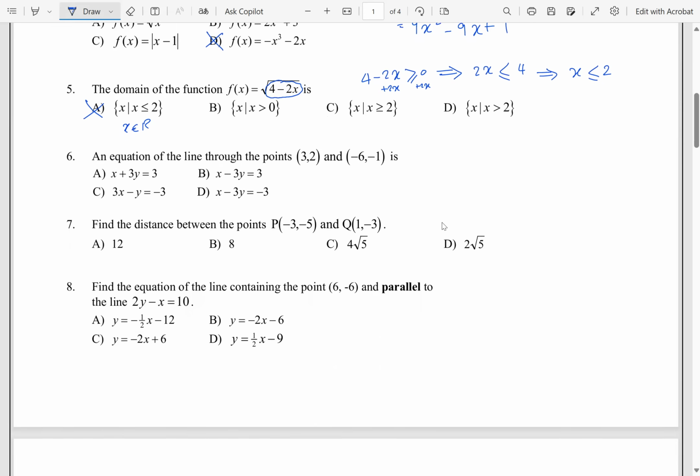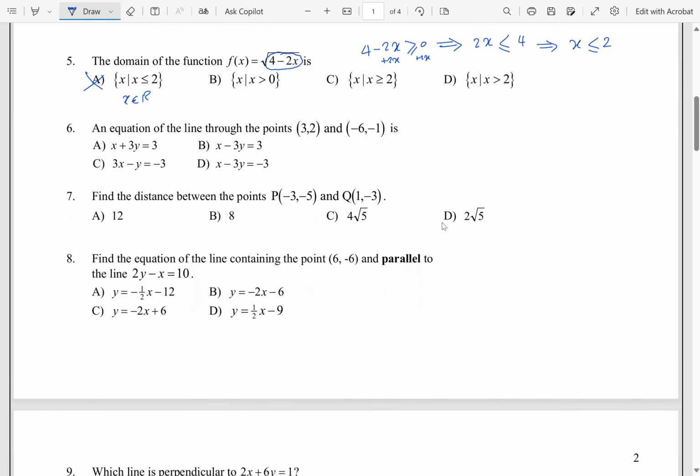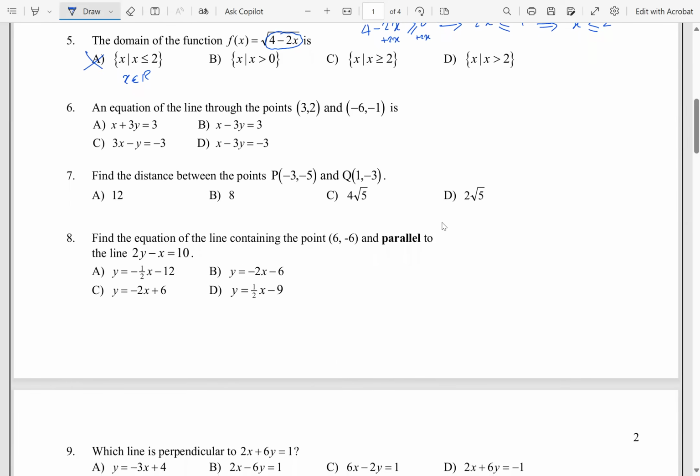Question 6. An equation of the line through the points 3, 2 and negative 6, negative 1 is: first of all, you try to find the gradient of this line by subtracting y. 2 minus negative 1 is 3, over the difference in x in the same direction, 3 minus negative 6, which is 9. So 3 over 9 is 1/3.